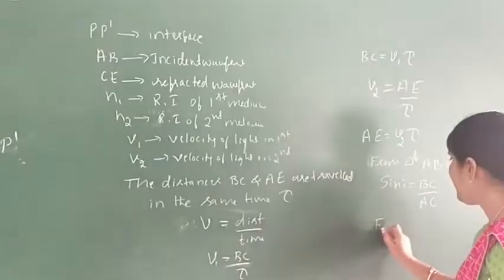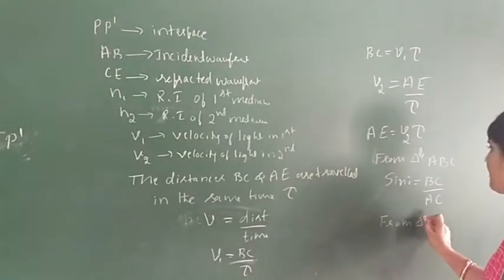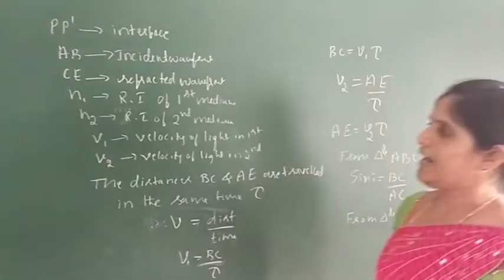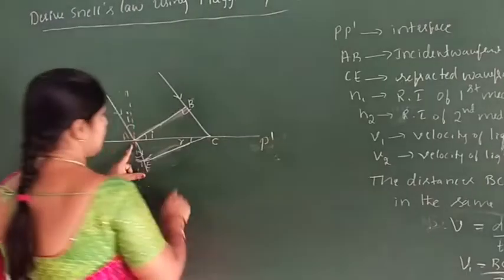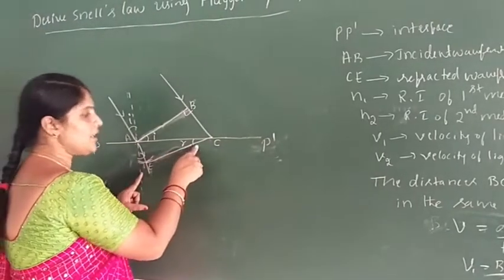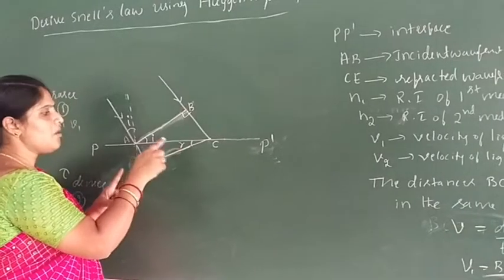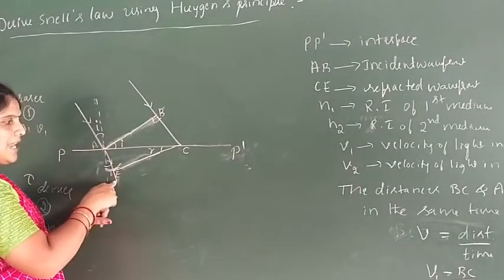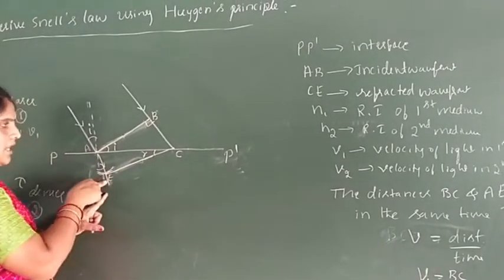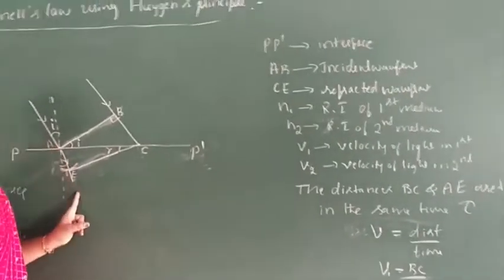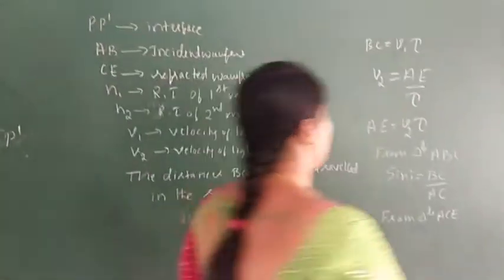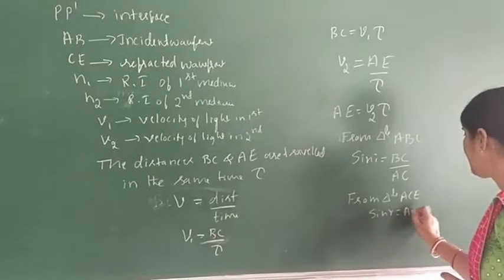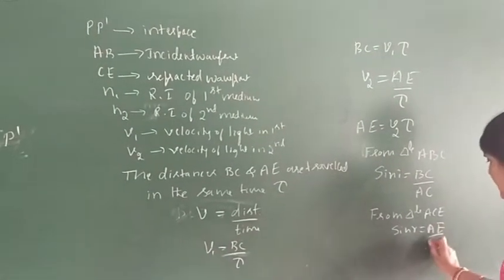Similarly, from the right angle triangle ACE, here theta is R, so sin R is equal to opposite by hypotenuse. Here the opposite side is AE and the hypotenuse side is AC. So sin R is equal to AE by AC.